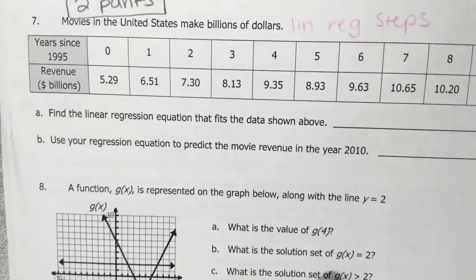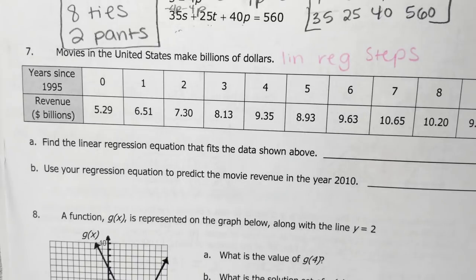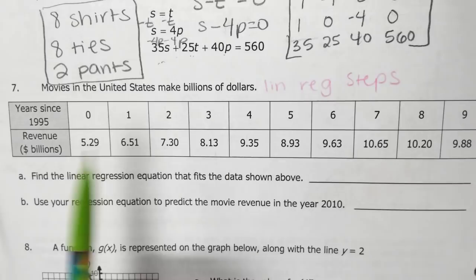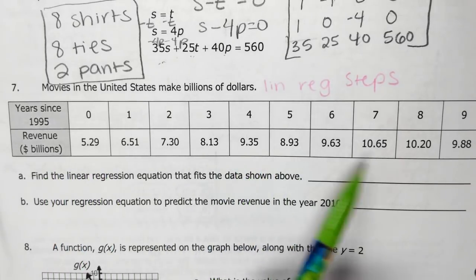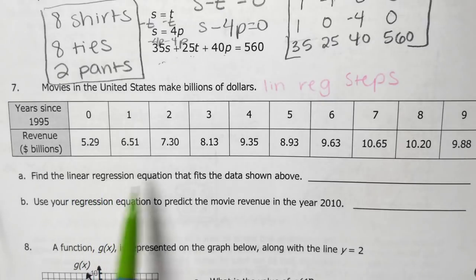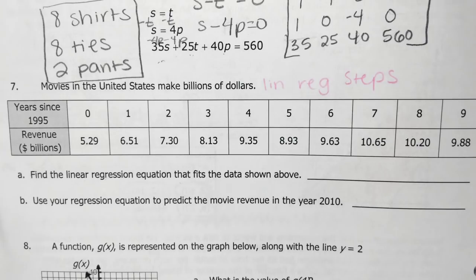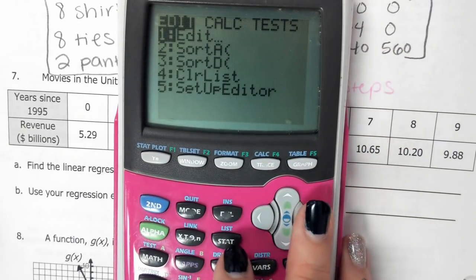Alright, number 7. Number 7 says movies in the United States make billions of dollars. And we have the years since 1995 across our table, and then the revenue or dollars in billions of what we're making right here. It says find the linear regression equation that fits the data shown above. So this is where you use that whole stat edit, and this is going back to things you learned in Algebra 1, at the very beginning of the year in here actually.